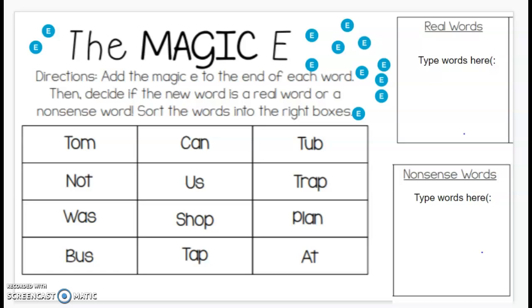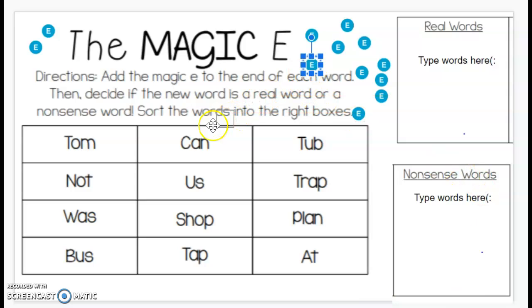Alright, today we're going to continue working with the magic E. So we're going to place the magic E at the end of each word, and then we'll decide if the new word is a real word or a nonsense word. And then we're going to type those words in the correct boxes on the right hand side.